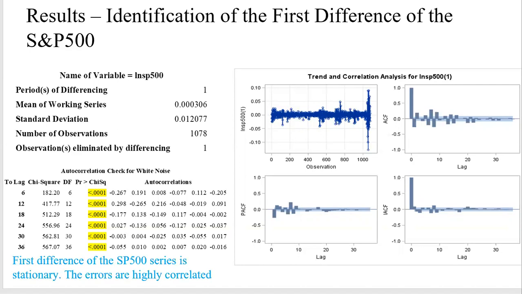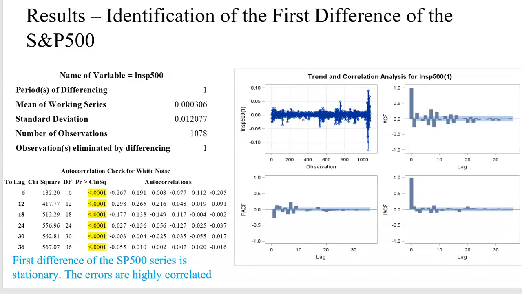In the last procedure, we had 1,079 observations. And in this procedure, as you see, we have 1,078 observations. We lose one observation, or the first observation, as we are taking the first difference. The chi-squared values in the autocorrelation table on the bottom left are highly significant. Hence, this shows the S&P 500 is highly correlated. Hence, an autoregressive of order 1 model, AR(1), may be ideal to model this series.